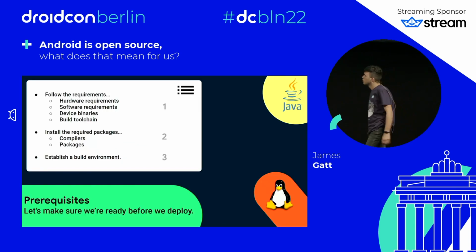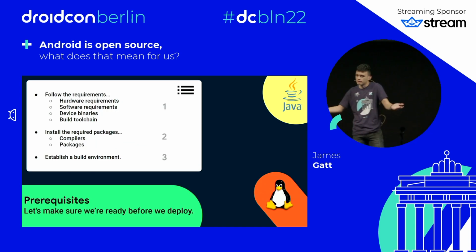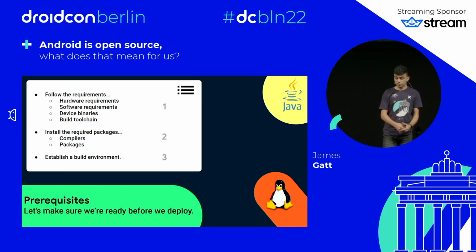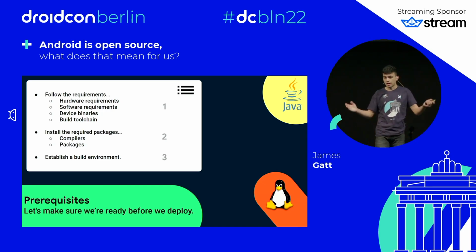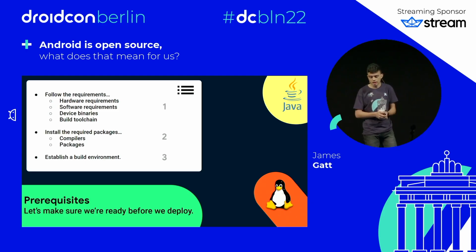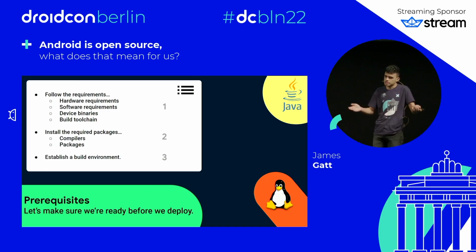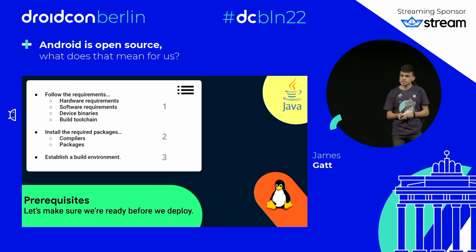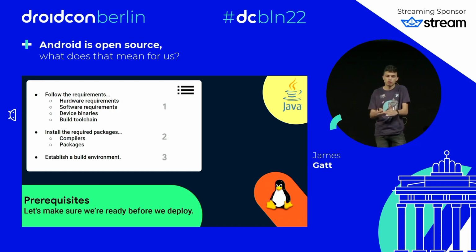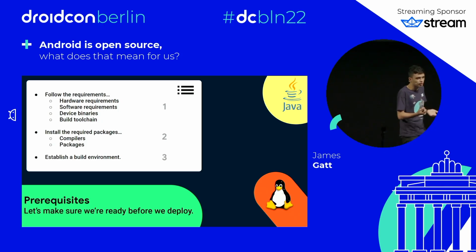So let's make sure that we're ready before we can get building, of course. So we need to follow the requirements. We need to make sure that we have the hardware requirements, enough space to synchronize all of this code. Software requirements, such as the latest distribution of, for example, Ubuntu. Device binaries, which are usually supplied by the OEM for device tree, kernel, and vendor blobs. And finally, the build toolchains to ensure that our environment can later on be compiled.